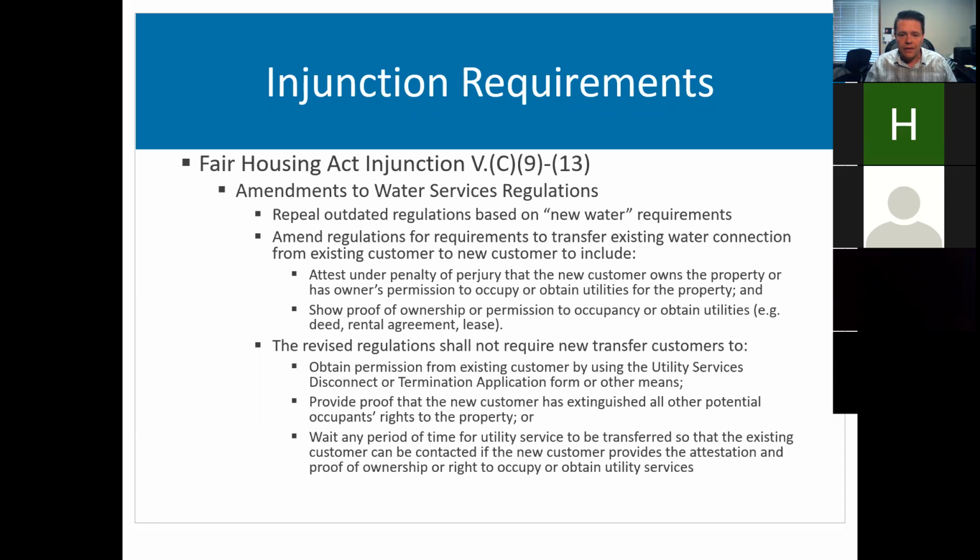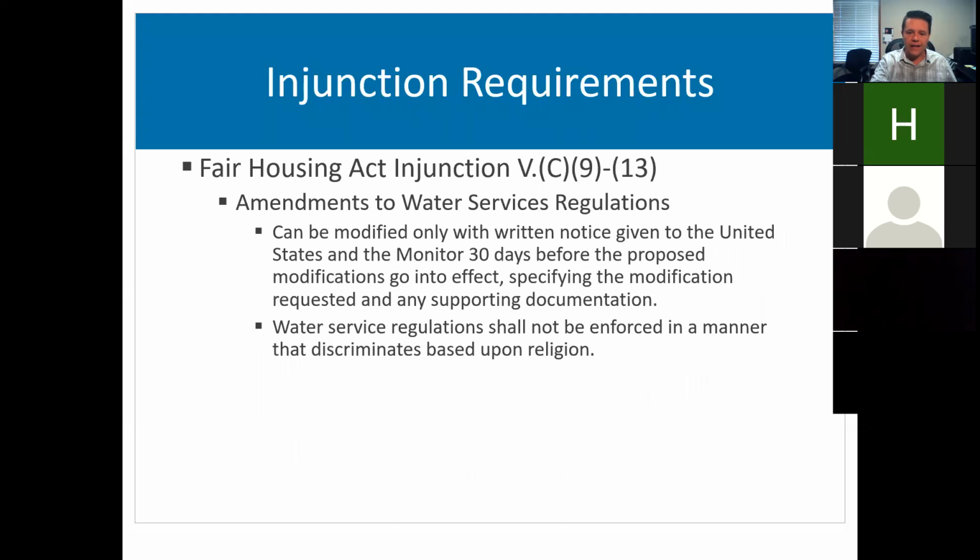The injunction made clear that the regulations are not to require anyone to get permission from a pre-existing customer on a particular property. It cannot require people to provide proof that they have extinguished all potential rights to the property and anybody else before they can get utility service, or any kind of waiting period. And so we've made those changes. I'll talk about that in a minute.